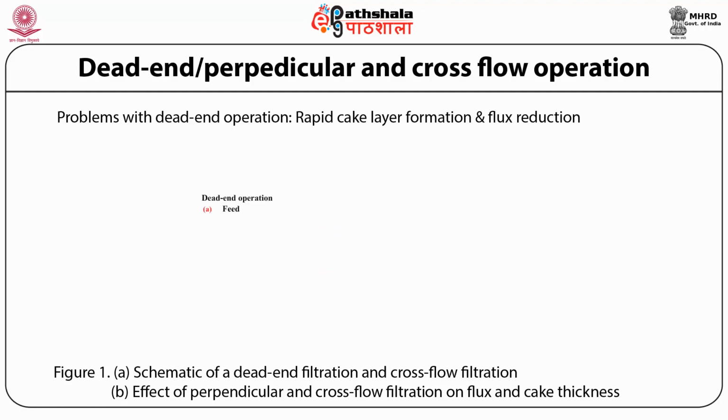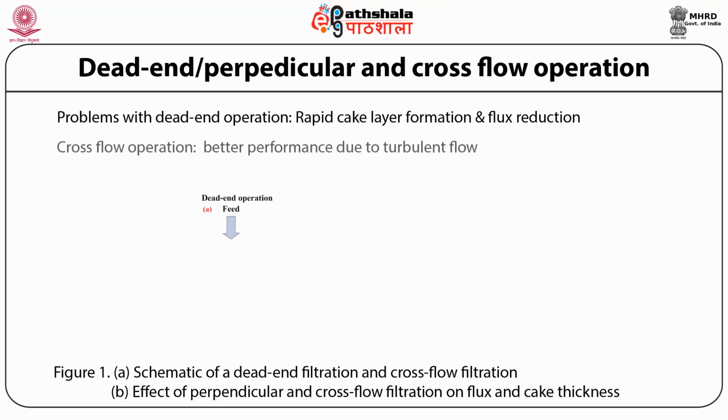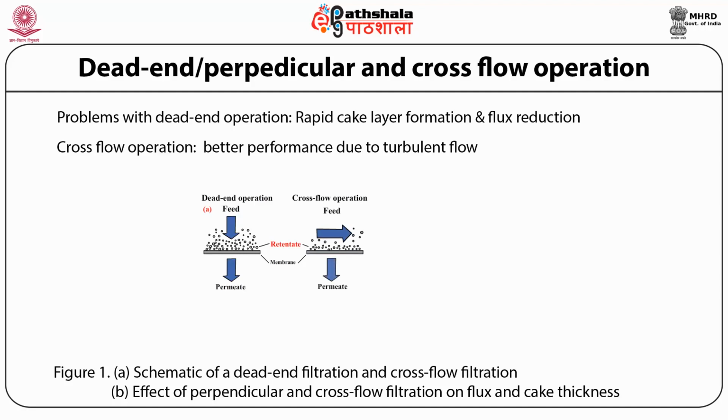If we see its flux versus time curve, then we can see that the flux is decreasing continuously from higher to lower end, and the cake layer thickness is increasing, or vice versa is also true, meaning when the cake layer is increasing, the membrane flux is decreasing. Now we will take the second case, the cross flow operation, in which there are three streams. First the feed is going in and permeate is coming out, and retentate is continuously sweeping by the turbulent flow which is applied in this membrane processing.